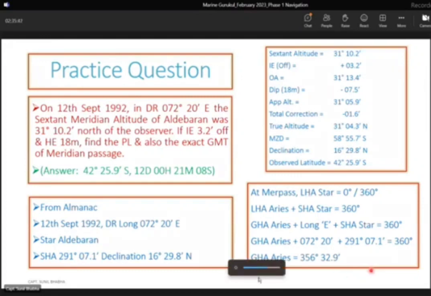Any doubts up to here, beta? Sir, can you say the definition of LHA once more, sir? Okay, beta. LHA is the westerly arc angle of the celestial body measured from the observer's meridian. So from the observer's meridian, a westerly arc angle going up to the celestial meridian of the body is LHA. At the time of meridian passage, the celestial meridian of the observer and the celestial meridian of the body are the same because the body is on the observer's meridian. That's why LHA is 0 or 360.